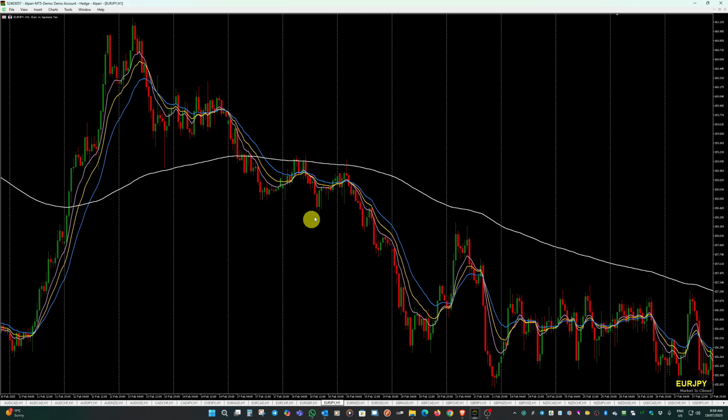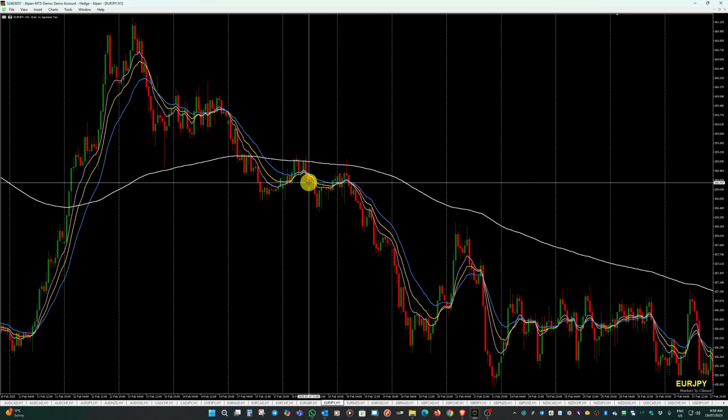We want to see trading below the 200 moving average, and the 8, 13 and 21 all lined up in order. A pullback to the moving averages and then a close below, and that's your entry.